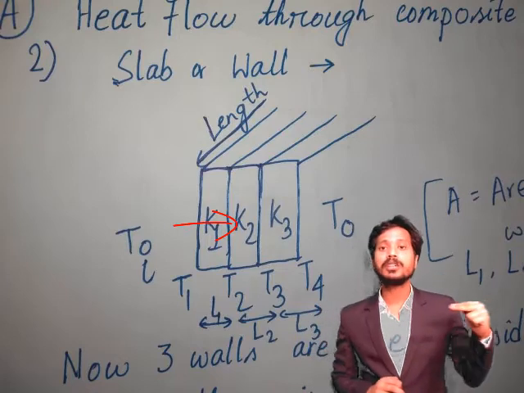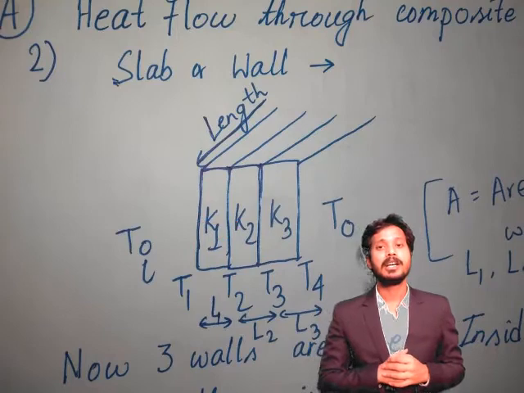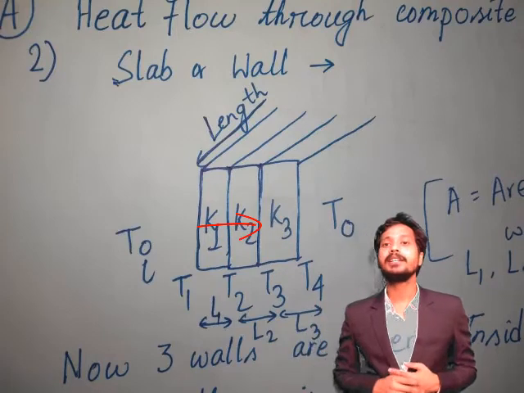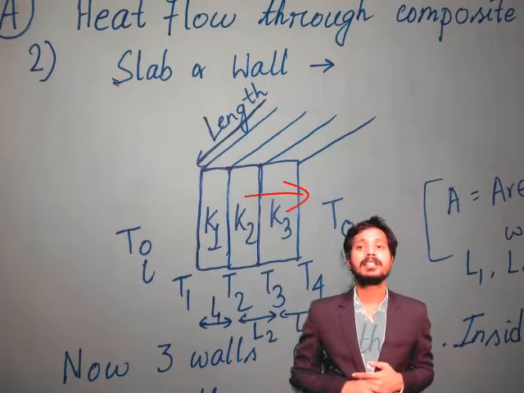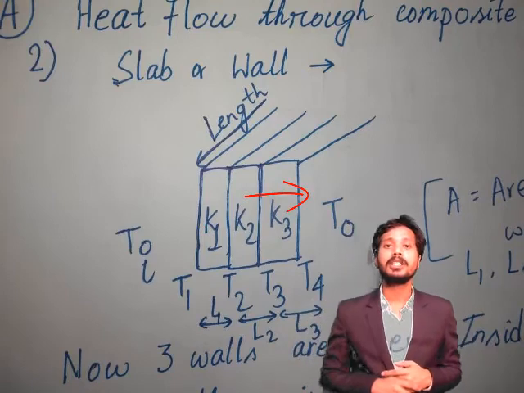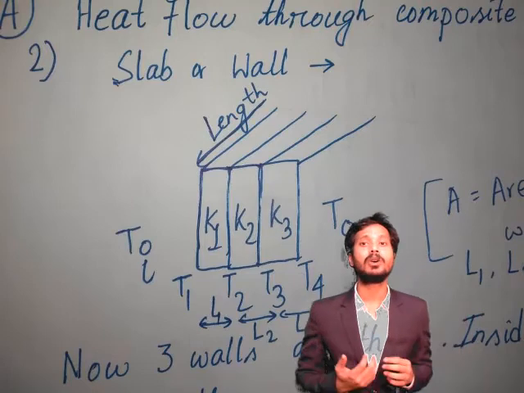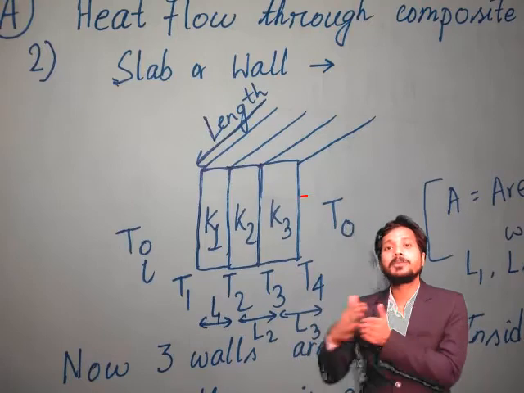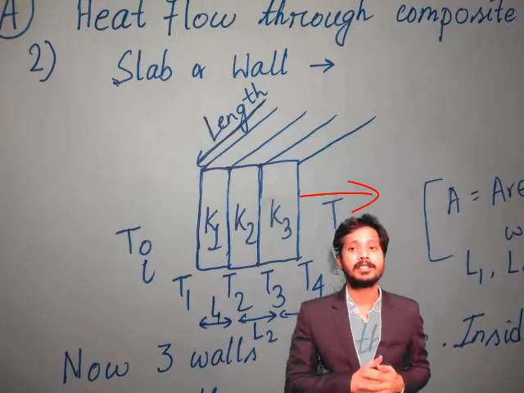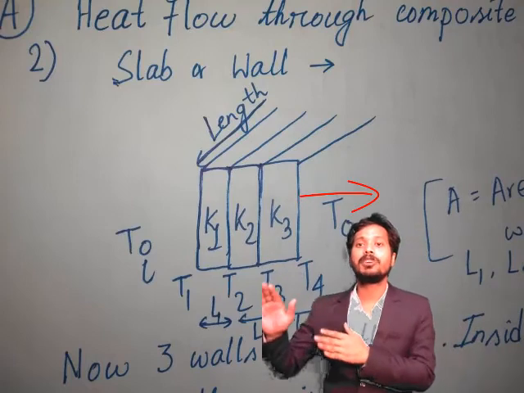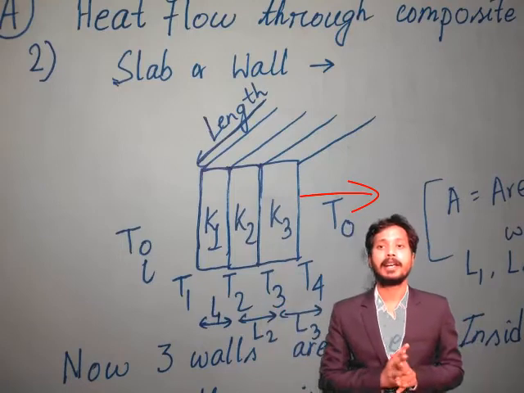Means through the first wall, heat will be transferred. In the next case, heat will be transferred through the second wall, and in the next case, through the third slab. Now after continuing it, where will the heat go? You see, outside of the wall also air is present. So heat will be transferred from the third wall to the environment or the outside air.